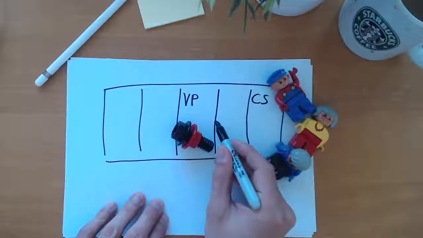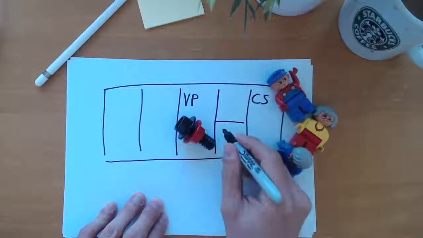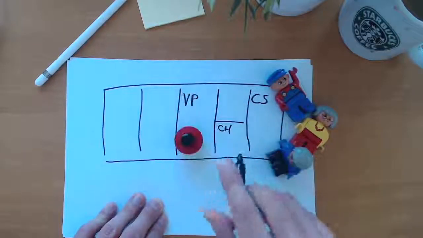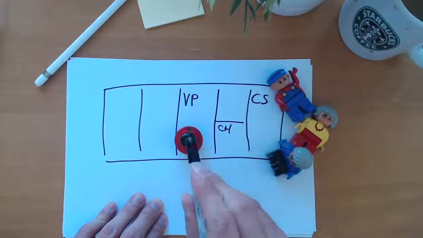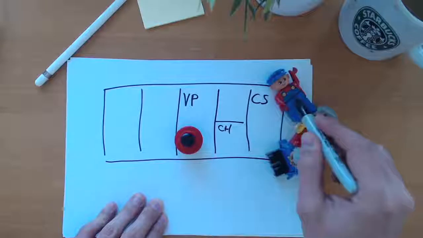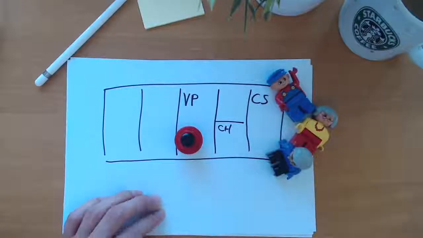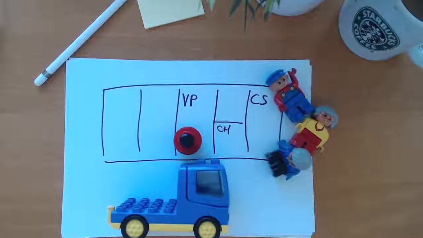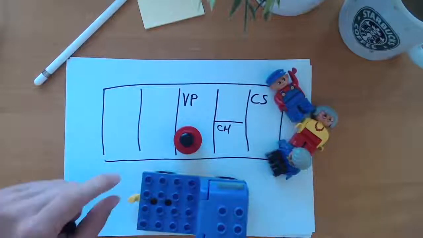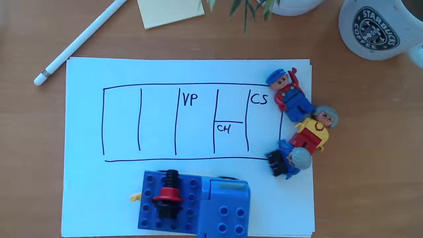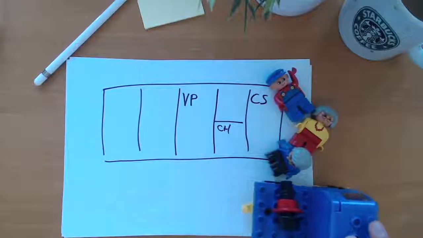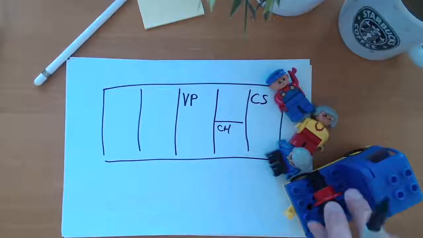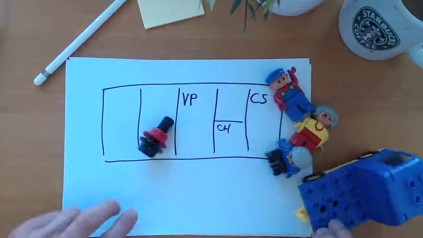Okay. Next box is going to be your channel. And the channel is how you deliver your value proposition to those different customer segments. Okay. You can think of this as a truck, right? And this truck is going to take your value proposition and it's going to drive it over to your different customer segments. Okay, so think of the truck if you think about channels.